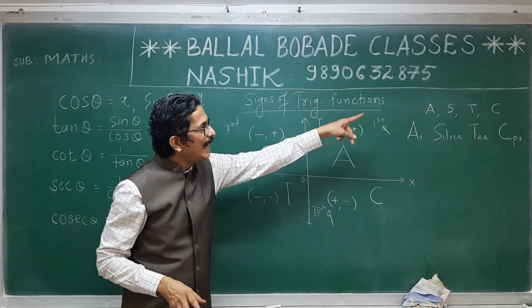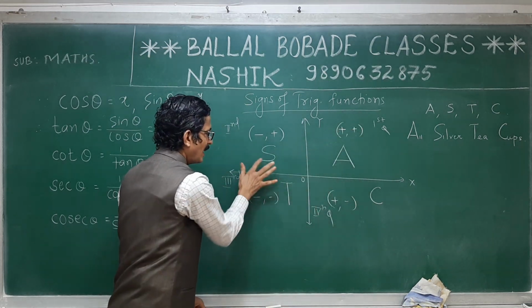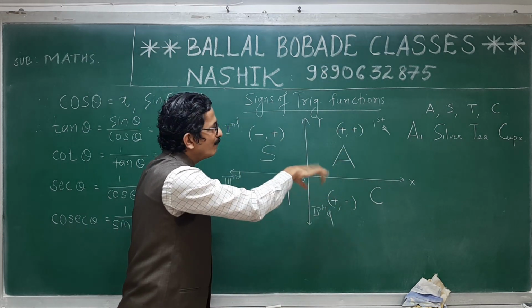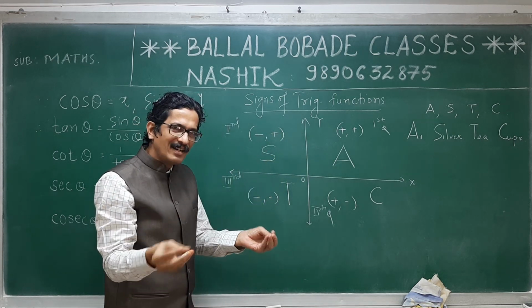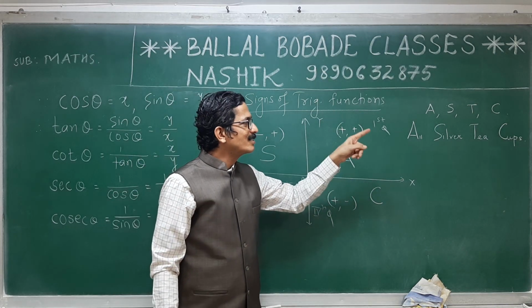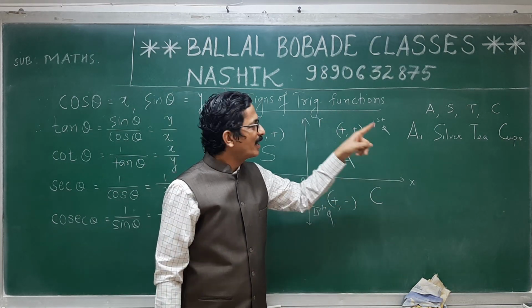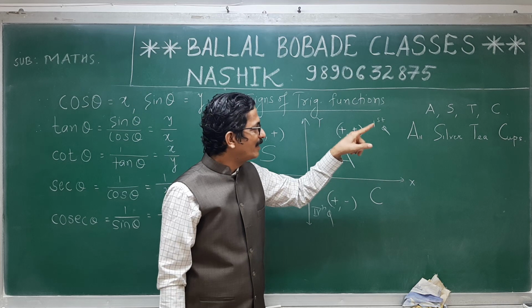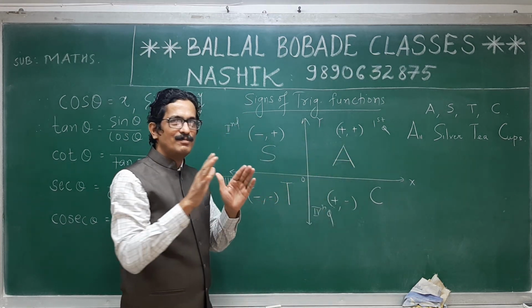So you should remember ASTC. That's the order in which it is positive. You can create a simple sentence to know it forever. That is All Silver Tea Cups. The capital letters beginning, they denote the order in which it is positive.